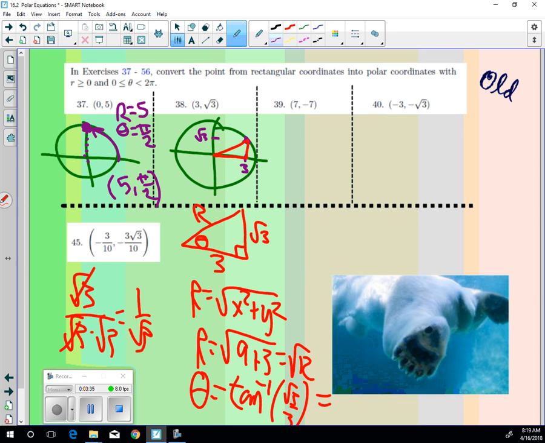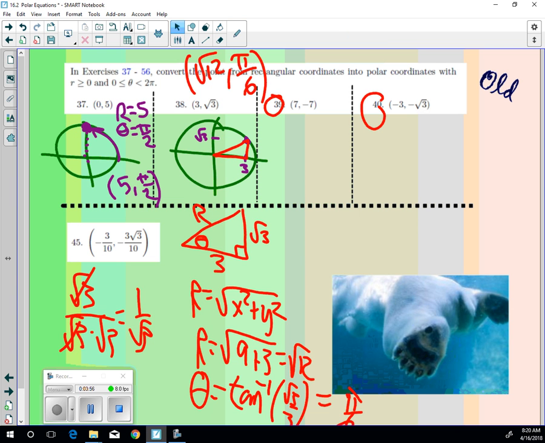So this is theta. Well, here, let's do it this way. R theta is square root of 12, comma, pi over 6. How are we doing? Doing okay? You try this for 39 and 40. Good luck.